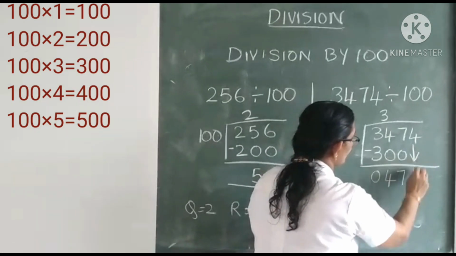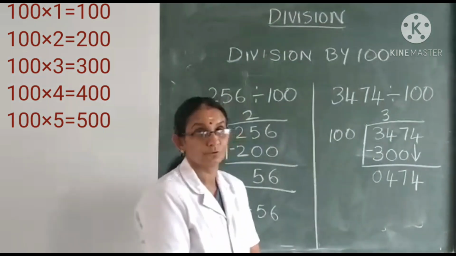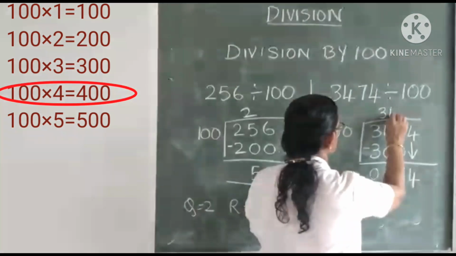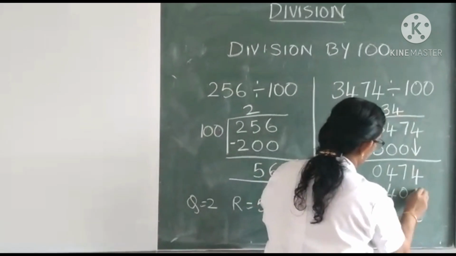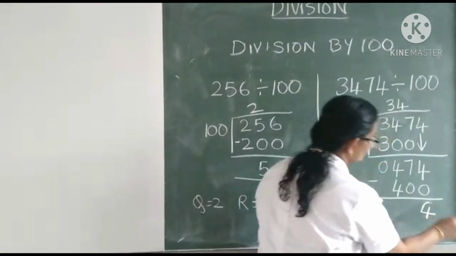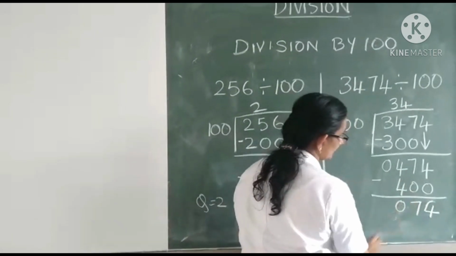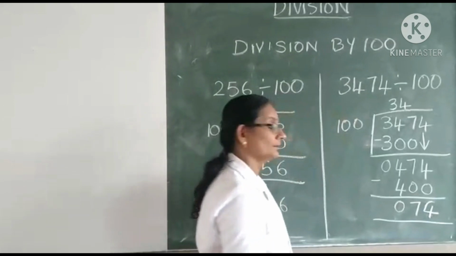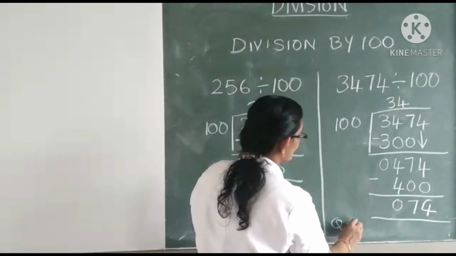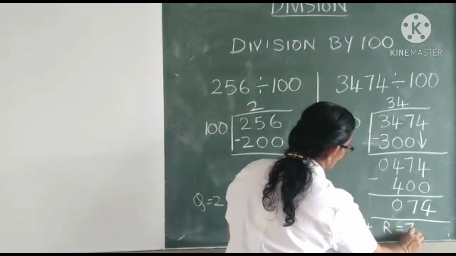Then bring down the next number 4. Now how many times will 100 go in 474? Yes, 4 times. Okay. So 400. Now subtract again. 4 minus 0 is 4. And 7 minus 0 is 7. And 4 minus 4 is 0. So can you divide it further? No. So here the quotient is 34 and the remainder is equal to 74.